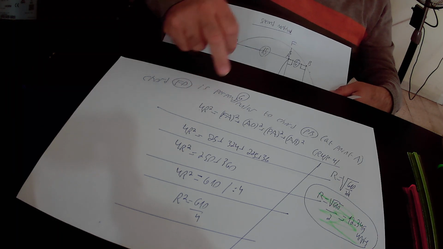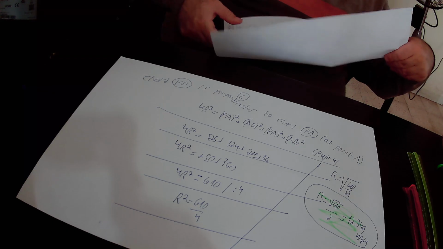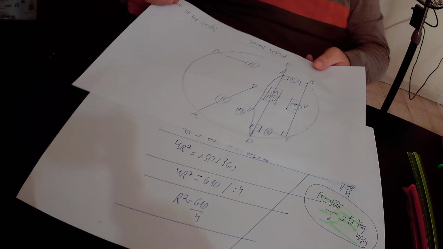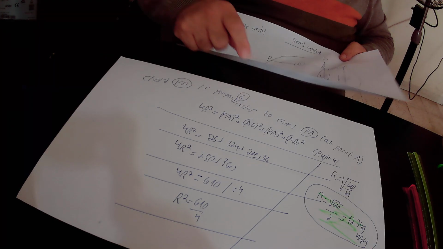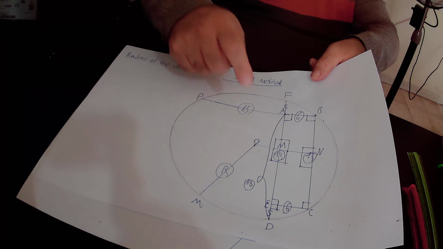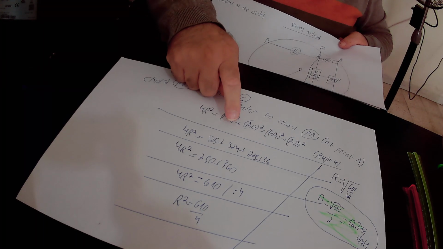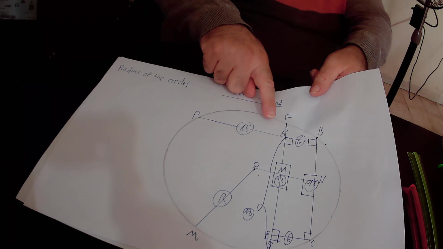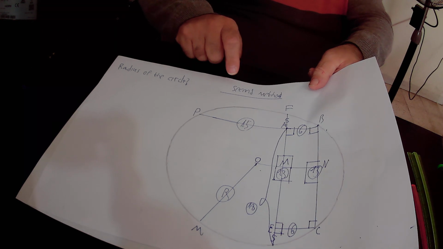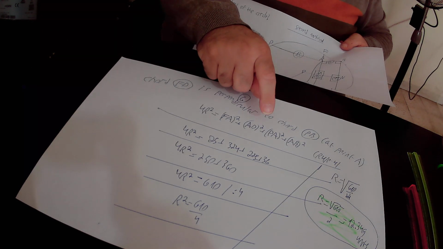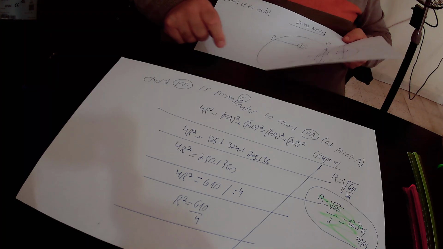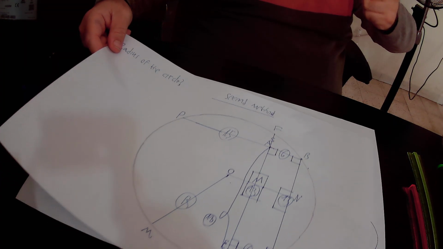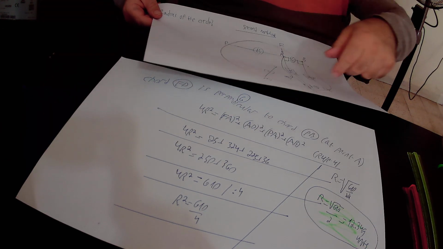So 4R squared, R is the radius of the circle, equals FA squared. FA equals 5, therefore FA squared is 5 squared, that is 25, plus AD squared. AD is 18 units, therefore AD squared is 18 squared, that is 324. Plus PA squared. PA equals 15 units, therefore PA squared equals 15 squared, that is 225. Plus AB squared. AB equals 6 units, therefore AB squared is 6 squared, that is 36.